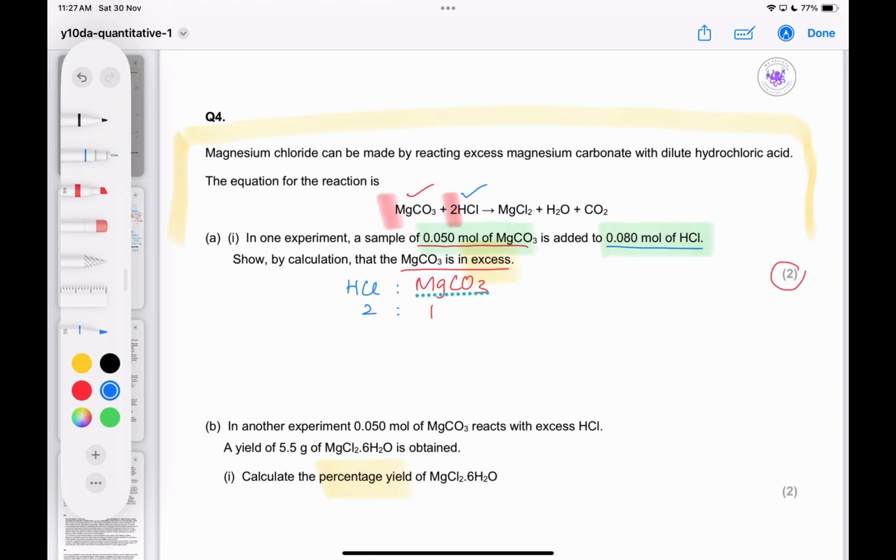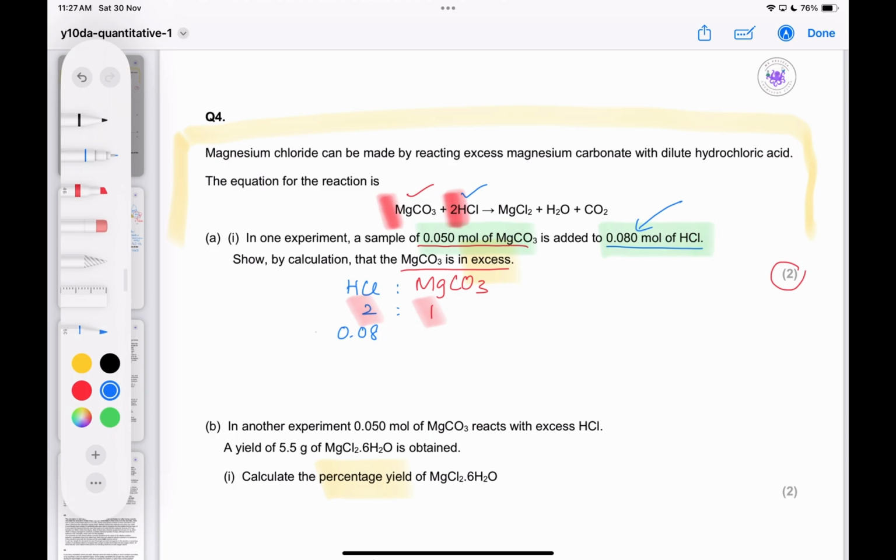So where do I get this 2:1? Again, it is from the balanced equation over here and over here. No number means the stoichiometry is 1. Just 1 mole of MgCO3 reacts with 2 mole of HCl. That basically is what it means. So from my question, we're going to choose one at a time. So we just focus on HCl first.